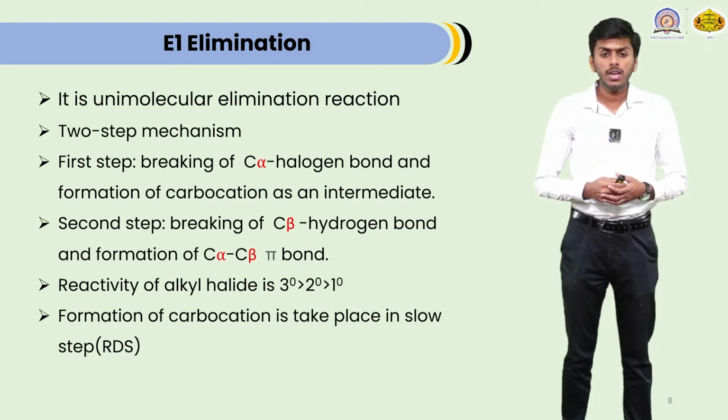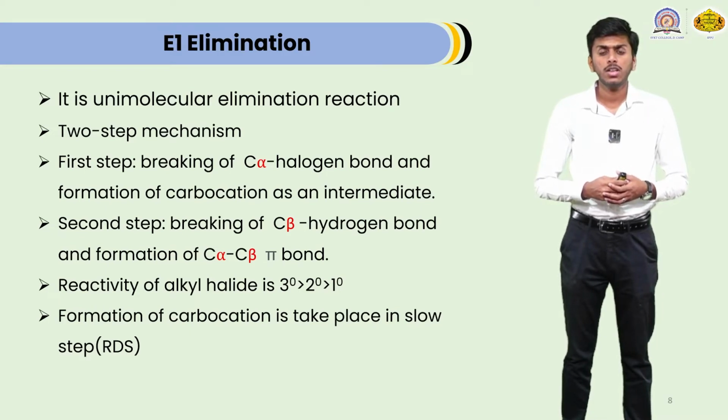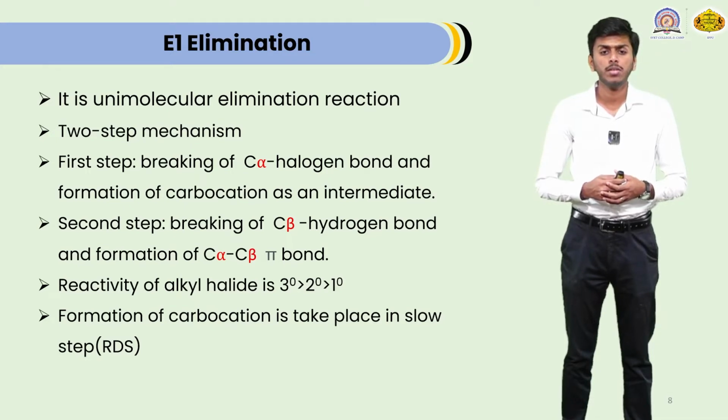It is a unimolecular elimination reaction, involving a two-step mechanism. First step is breaking of C alpha-leaving group bond and formation of carbocation as an intermediate. Second step is breaking of beta carbon-hydrogen bond and formation of C alpha-C beta pi bond, which is a double bond in this case. The reactivity of alkyl halide is tertiary, secondary and primary. Formation of carbocation takes place in a slow step, which is also known as the rate determining step.